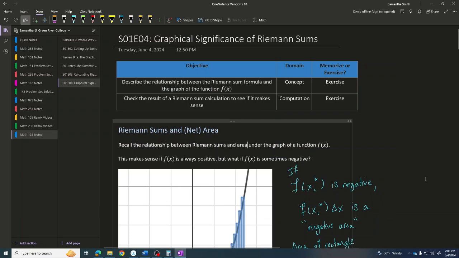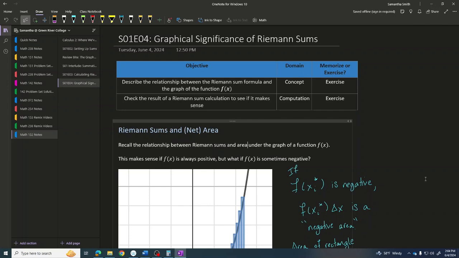Editing Sam back once again, fixing a few things after I decided to change how I was going to talk about these topics. Episode 4 is now about Riemann sums and their graphical significance, the relationship between a Riemann sum for a function and the graph of a function.